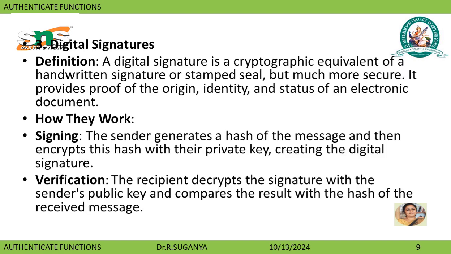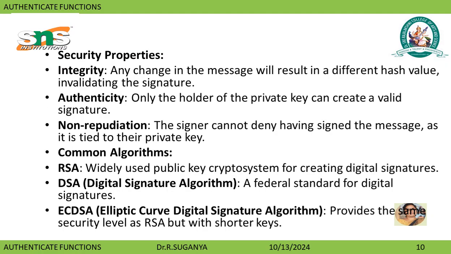Digital signature. It is the cryptographic equivalent of a handwritten signature or stamped seal, but much more secure. How it works: the sender generates a hash of the message and then encrypts this hash with their private key, creating the digital signature. Verification: the recipient decrypts the signature with the sender's public key and compares the result with the hash of the received message. Properties: integrity, authenticity, non-repudiation. Common algorithms are RSA, DSA, and the Elliptic Curve Digital Signature Algorithm.